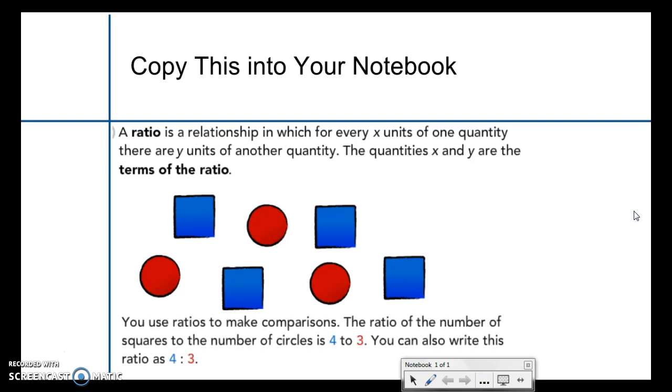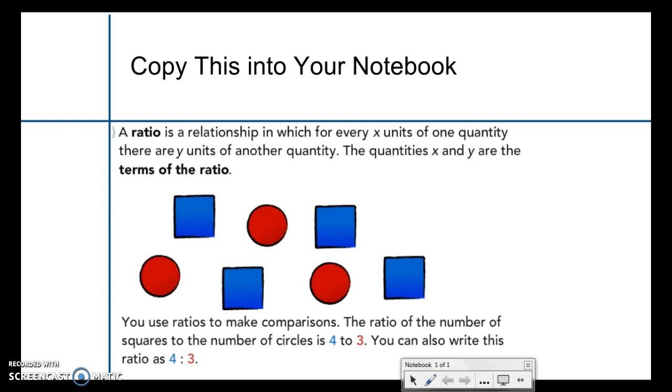You use ratios to make comparisons. The ratio of the number of squares to the number of circles, in this situation, would be 4 to 3. You can also write the ratio as 4:3. So you don't have to write the "to" in there. The colon actually represents "to."